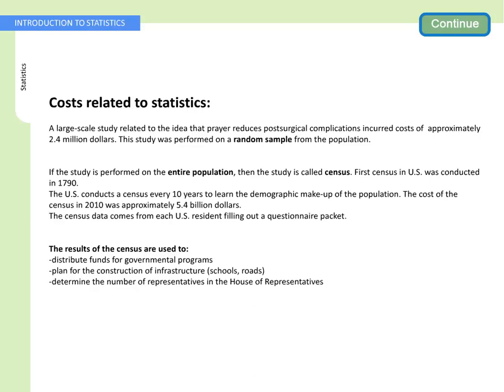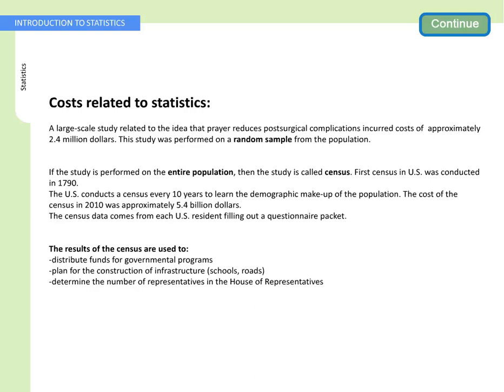This study was performed on a random sample from the population. If the study is performed on the entire population, then the study is called census. First census in U.S. was conducted in 1790. The U.S. conducts a census every 10 years to learn the demographic makeup of the population. The cost of the census in 2010 was approximately $5.4 billion.